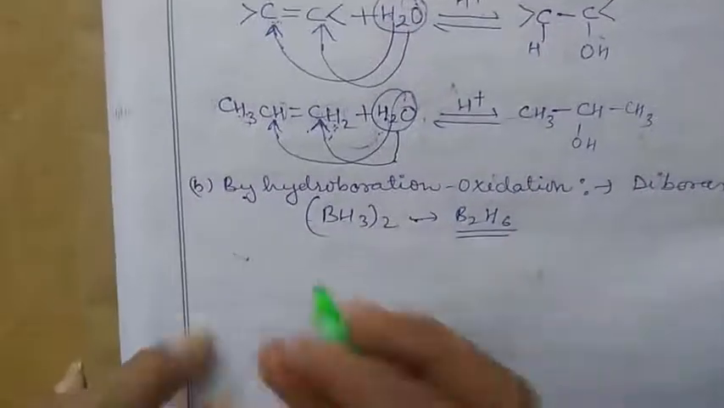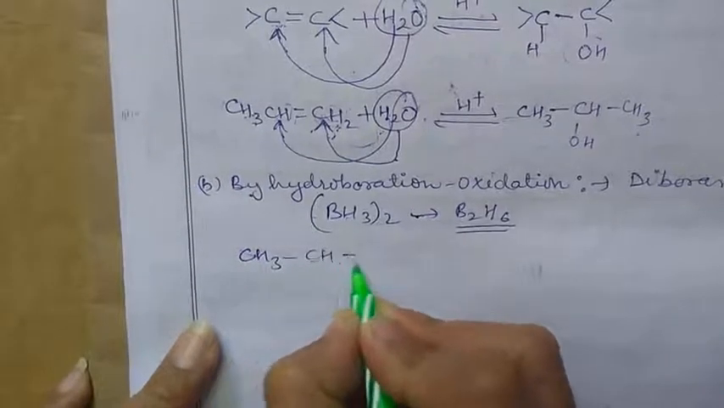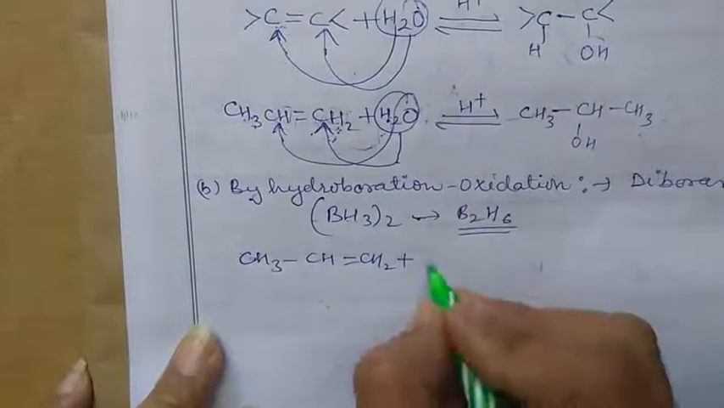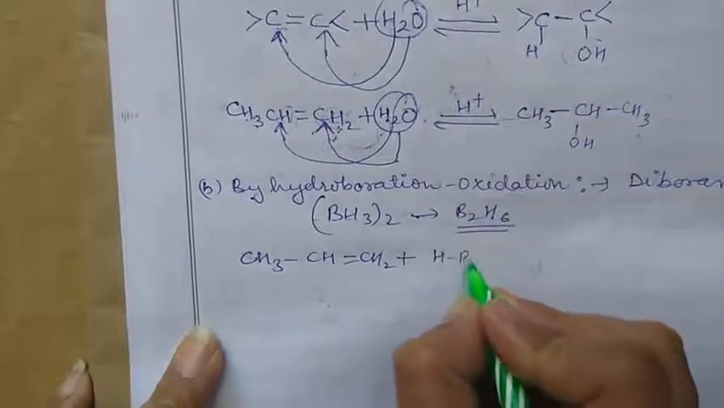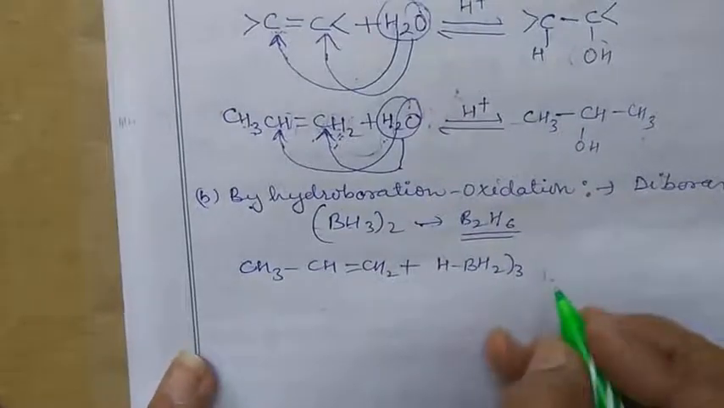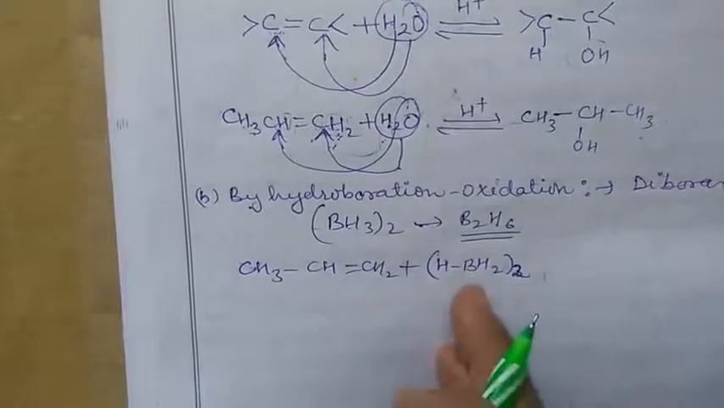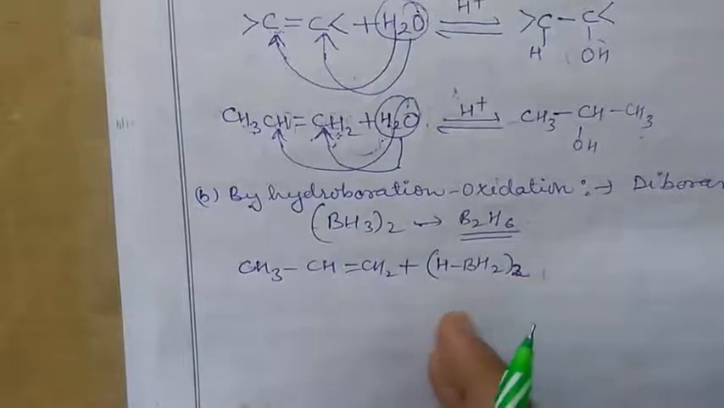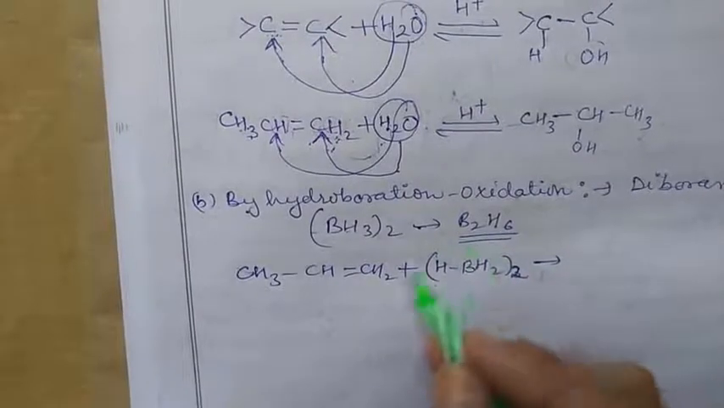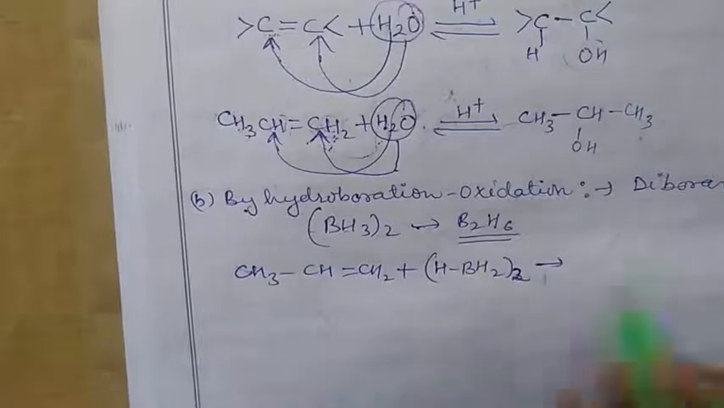So what happened? For example, we have CH3 single bond CH double bond CH2. This is an unsymmetrical alkene. So diborane is (BH2)2, H-BH2 whole 2. The formula is the same, only the rearrangement takes place here. This is the formula of diborane.